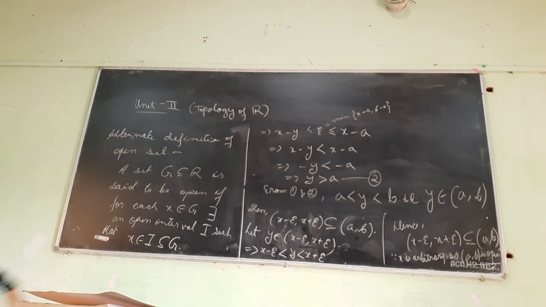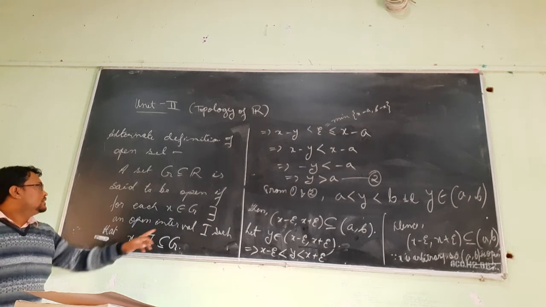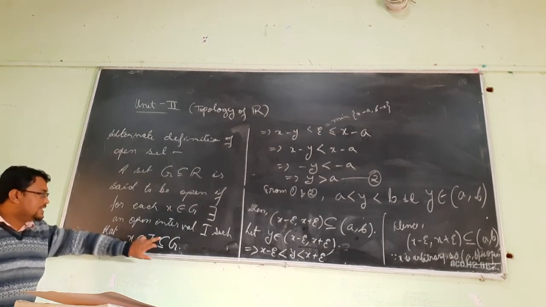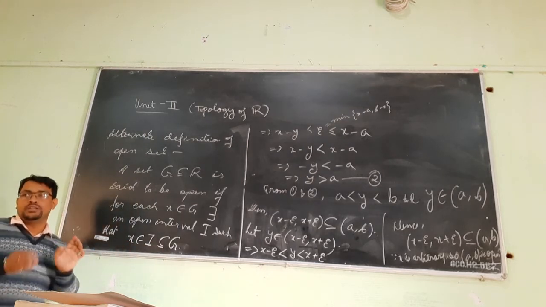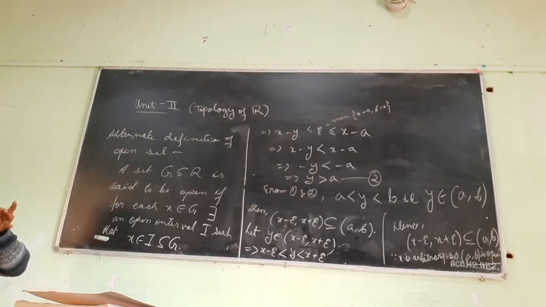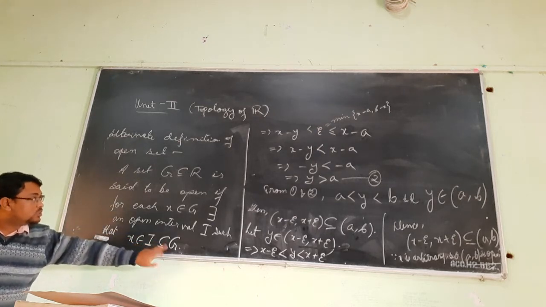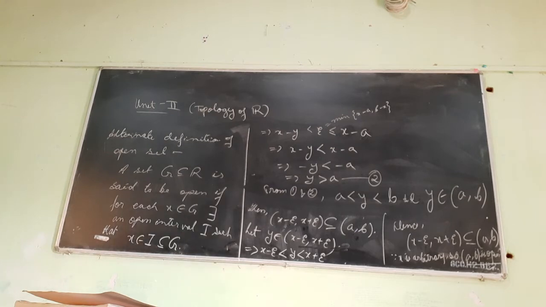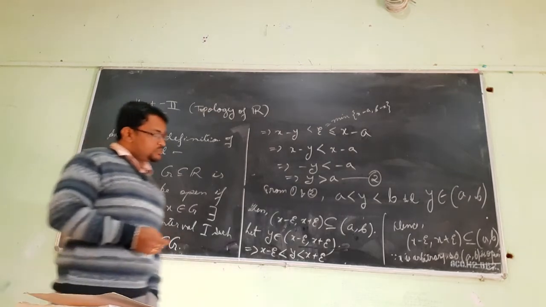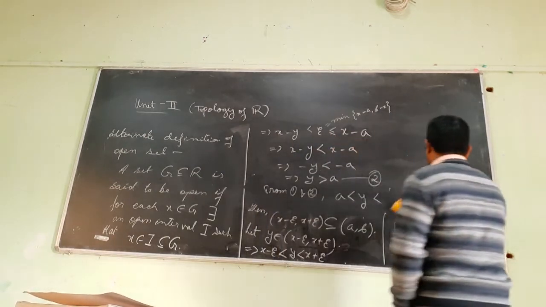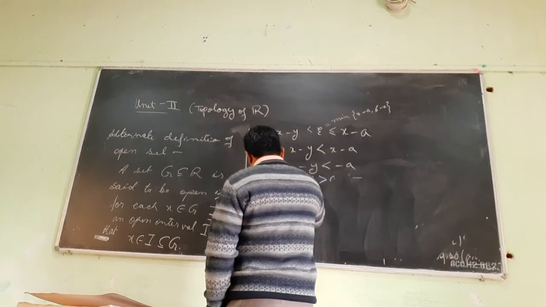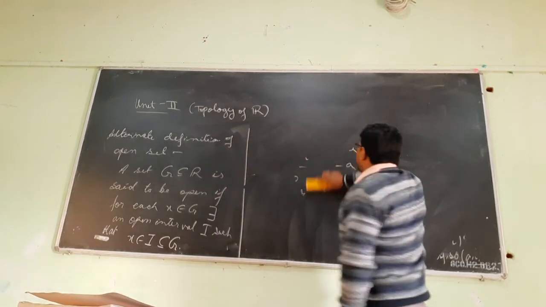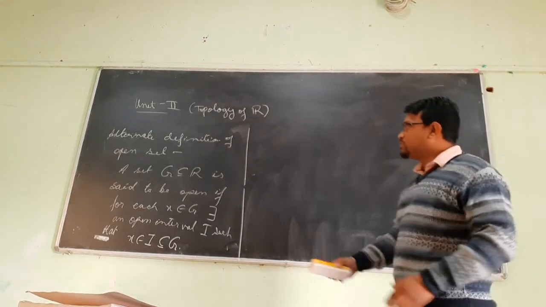For every element inside this set, there exists an open interval which lies inside the set and contains the point x. Take any arbitrary point, you should get an open interval around that point which is also inside the whole set. This is another alternate definition of open set. So under what condition is a set not open? Not open, I will show you.